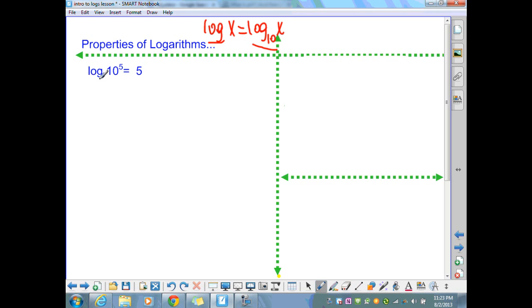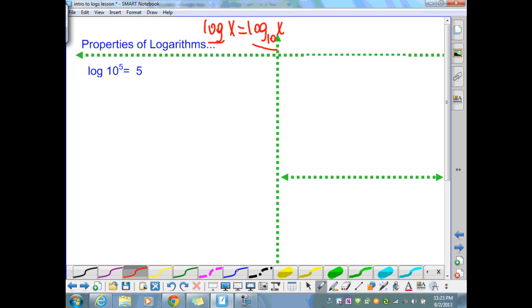So if we're trying to find log of 10 to the 5, the answer is simply 5. And just to remember why that is, basically, a logarithm of 10 to the 5 simply returns the power 5. So when you take the log of any number, the answer you get represents a power, and that power is the power you raise 10 to get the value.